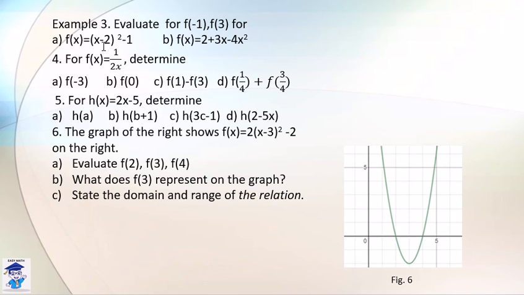Next, example 3: evaluate f(-1) and f(3). For part a, f(x) is equal to the perfect square of x minus 2, plus 1. For part b, f(x) is equal to 2 plus 3x minus 4x squared.